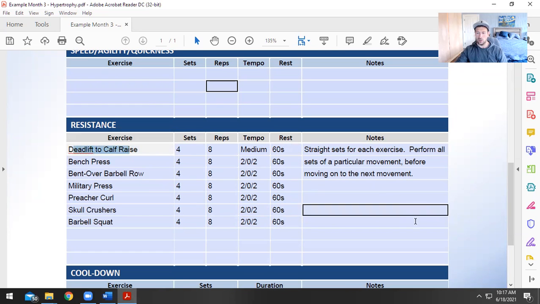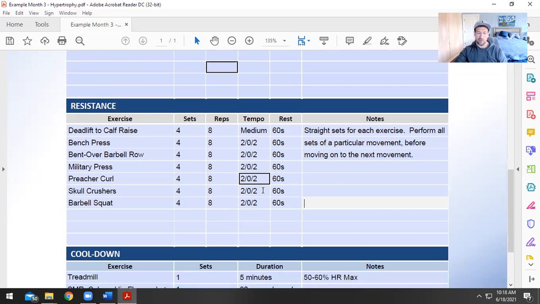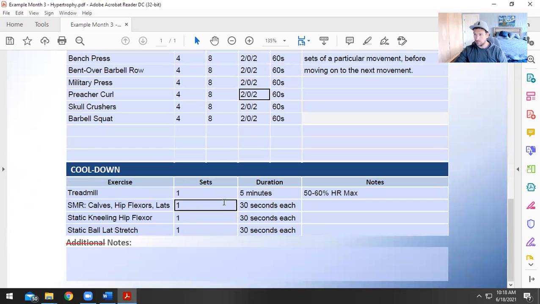So this is a total body routine right here. And that's kind of a classic hypertrophy, that would work really well. Cool down, static stretches, like I said.